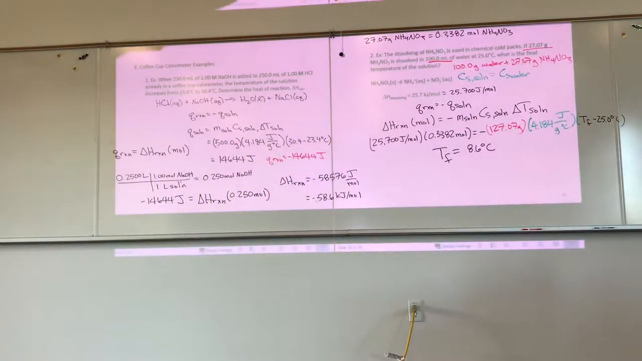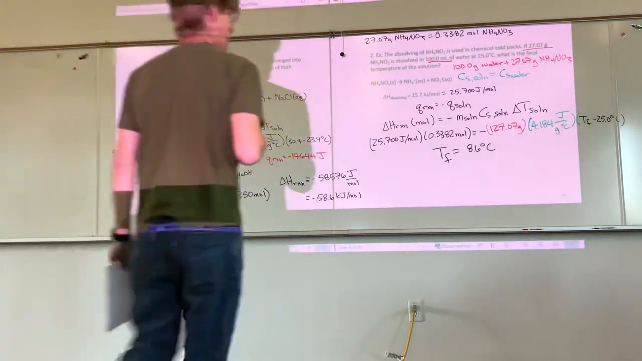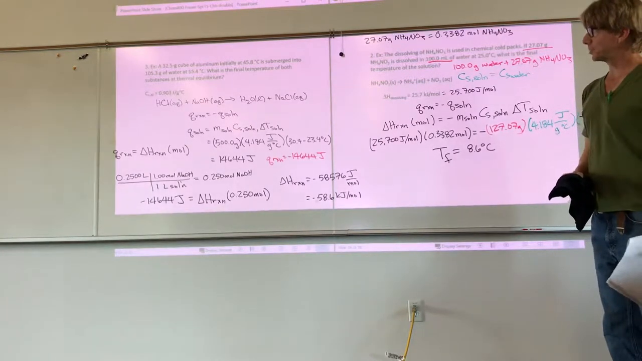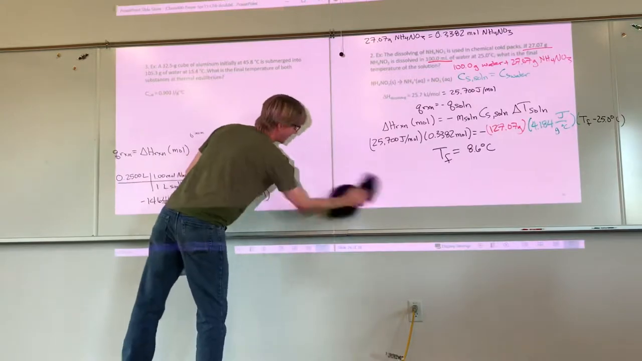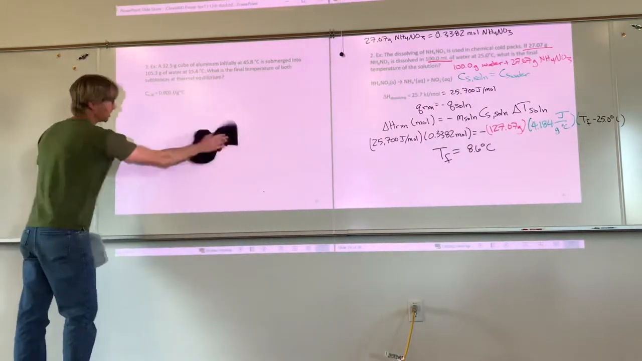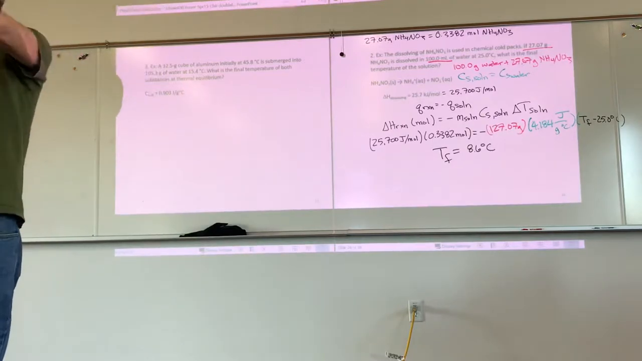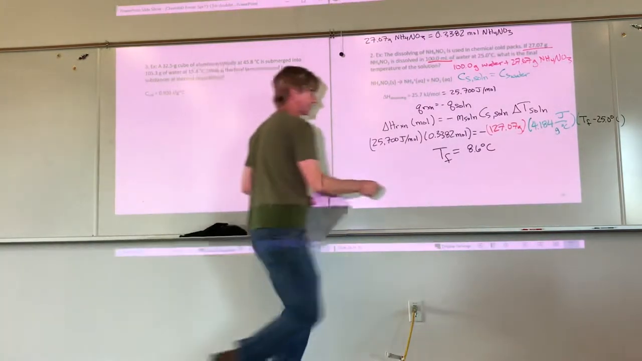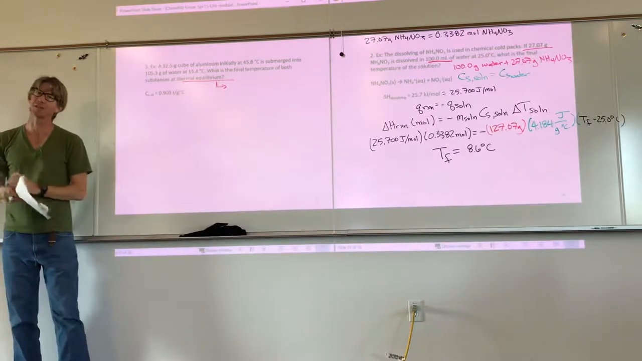So that's two problems with reactions. There are also problems with materials. And here's a typical one. It says a 32.5 gram cube of aluminum initially at one temperature is submerged into an amount of water at a different temperature. What is the final temperature of both substances at thermal equilibrium? Thermal equilibrium is a fancy way of saying that when you put two objects at different temperatures together, they end up at the same temperature, whatever that temperature is. So thermal equilibrium, in this case, just means that both objects have the same final temperature.